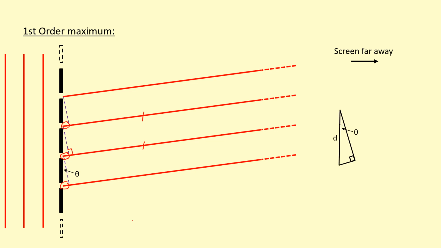So if we zoom into that, we can figure out what that is. d here is the distance between the slits, so slit separation here, and that's the hypotenuse of the triangle. To get this path difference here, which is the opposite, we'll have to use sine. So we'll do d sin theta, and for the first order maximum, that's going to be a whole wavelength.